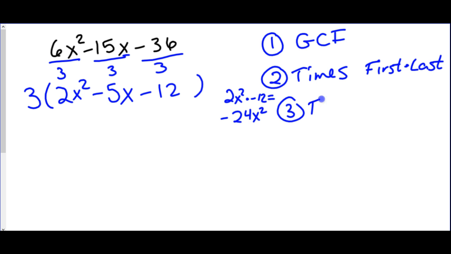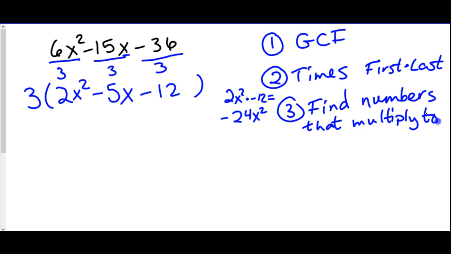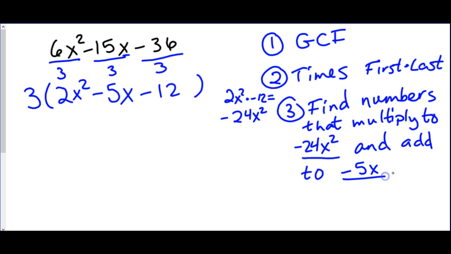Then we have to find numbers that multiply to be the negative 24x squared, and this negative 24x squared can be changed to whatever you're working with. So just in this one case it's negative 24x squared, but I put a line underneath so that you know, hey, that changes depending on what problem you're working on. And add to negative 5x. Again, negative 5x can be changed. It depends on the problem.